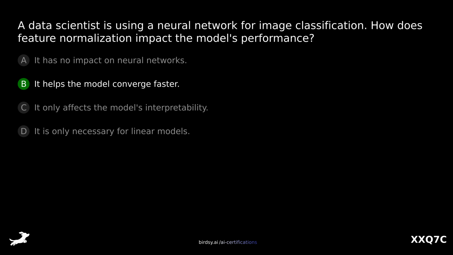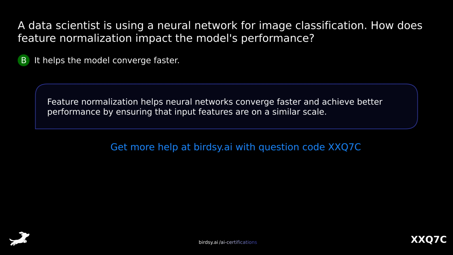The answer is B. It helps the model converge faster. Feature normalization helps neural networks converge faster and achieve better performance by ensuring that input features are on a similar scale.